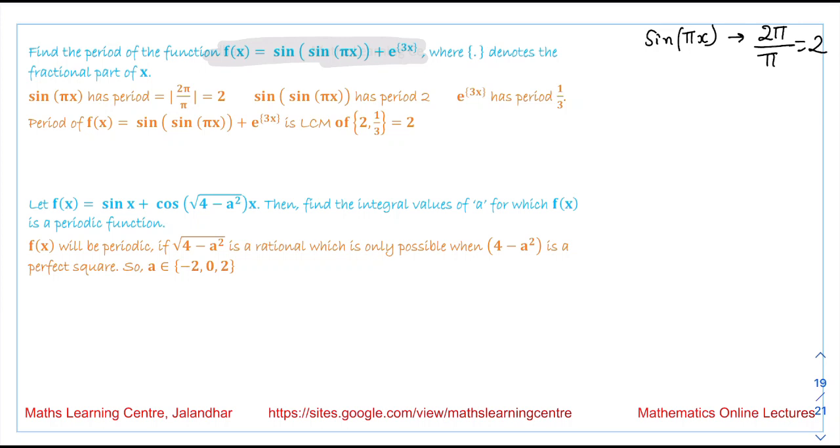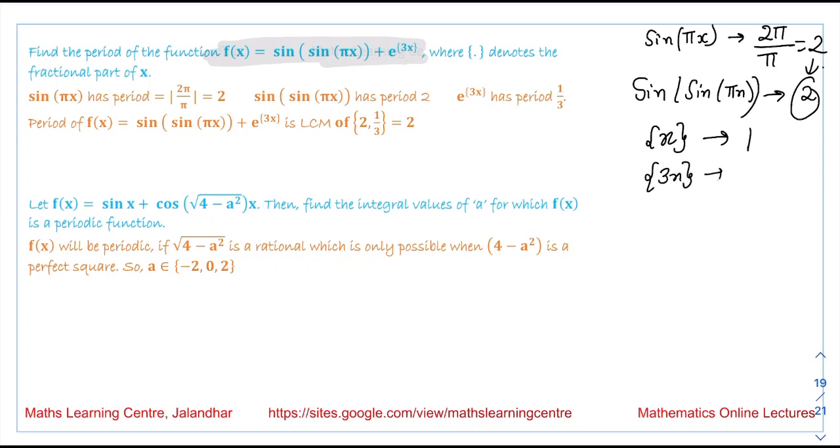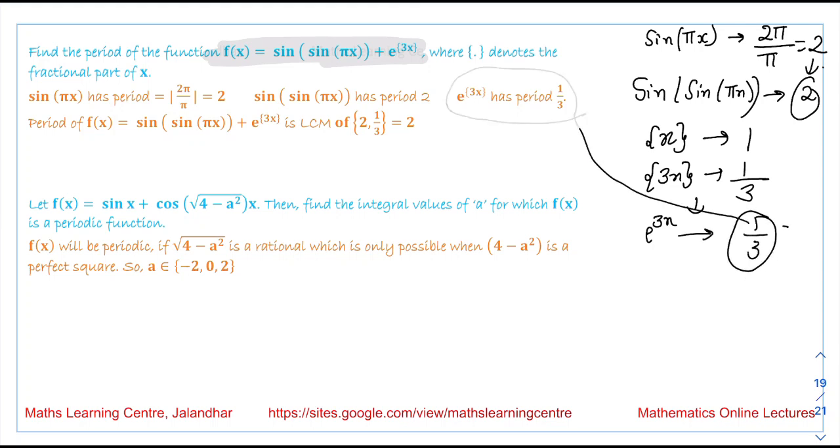Now if we look at the function sine of pi x, it will have period 2 because sine theta is an odd function. Now the period of the function greatest integer of x is 1. So the period of the function fractional part of 3x will be equal to 1 by 3. Now e raised to the power of the fractional part of 3x is not an even function. The period of this function will be 1 by 3.